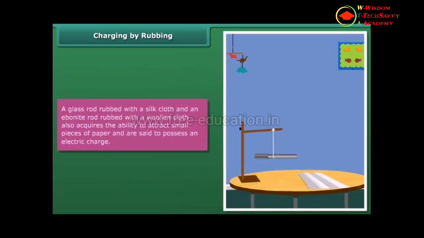A glass rod rubbed with a silk cloth and an ebonite rod rubbed with a woollen cloth also acquire the ability to attract small pieces of paper and are said to possess an electric charge.